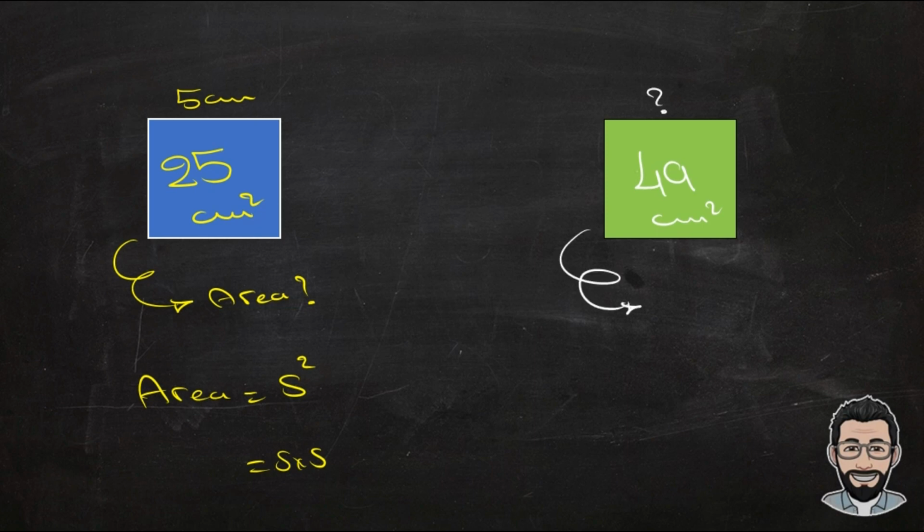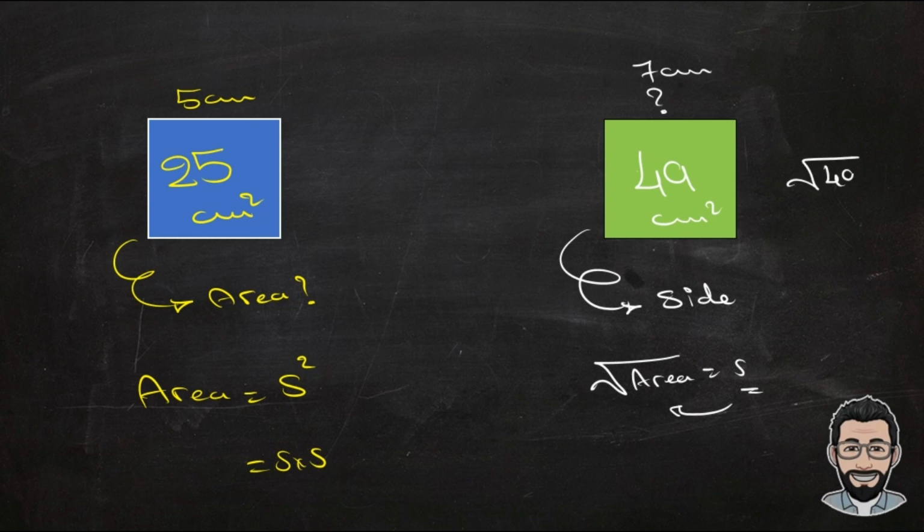So I'm asking here to find the side. How can you find it? Great, it's going to be 7 centimeters. How come? You know that the square root of the area equals the side. So if you want to find any side, just press square root of the area to get the answer. So it's going to be what? Square root of 49 equals 7 centimeters.